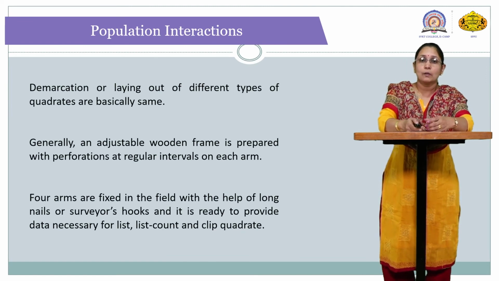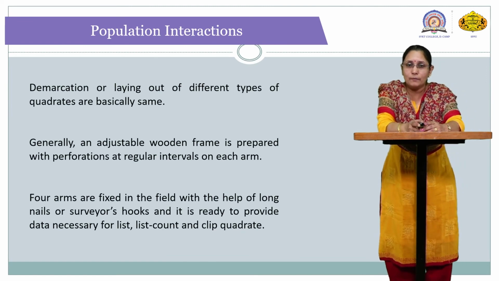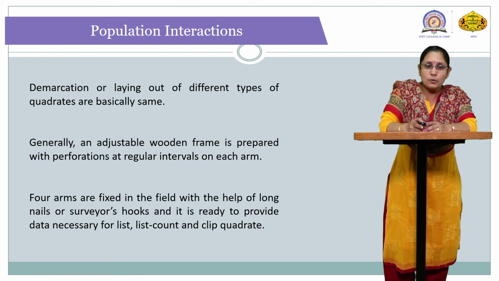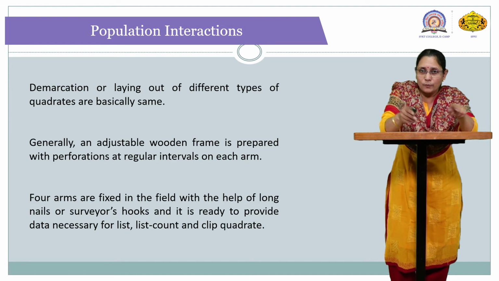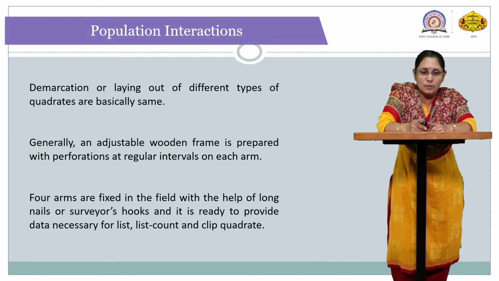So here, in this quadrat method, the method is briefly explained. Demarcation or laying out of different types of quadrats is basically the same. Generally an adjustable wooden frame is prepared, with perforations at regular intervals on each arm. Then the 4 arms are fixed in the field with the help of long nails or surveyor's hooks, and it is ready to provide data necessary for list count and clip quadrat.